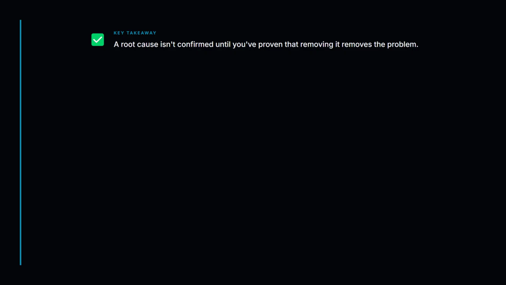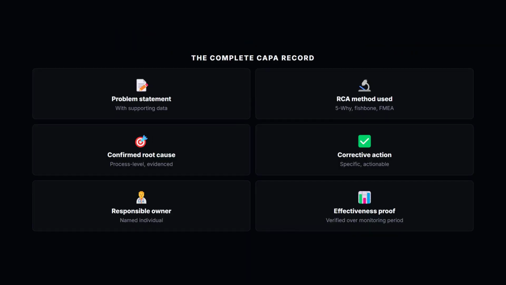Every complete CAPA record needs 8 elements sitting in the file together, not scattered across separate documents. The problem statement with data, the RCA method used, the confirmed root cause, the corrective action taken, a named responsible person, an implementation timeline, documented effectiveness verification, and final sign-off approval.